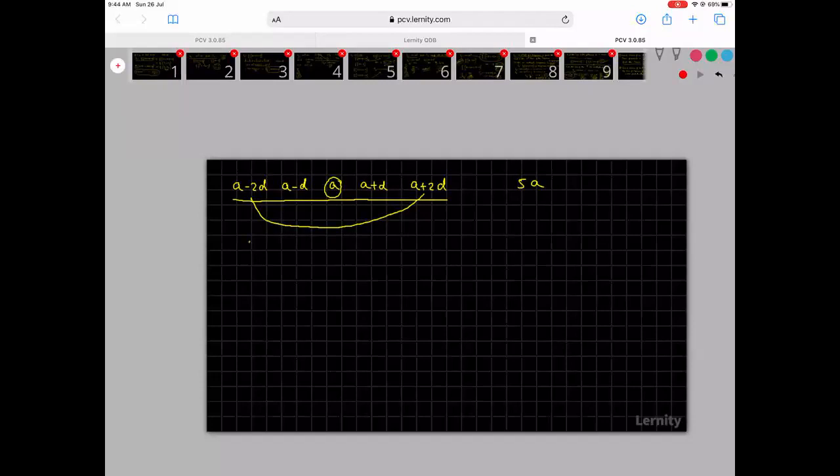So if you have an odd number of terms, then the sum of n terms is equal to n into T middle. So here A is the middle term and totally there are 5 terms. Okay, so you will get it this way.